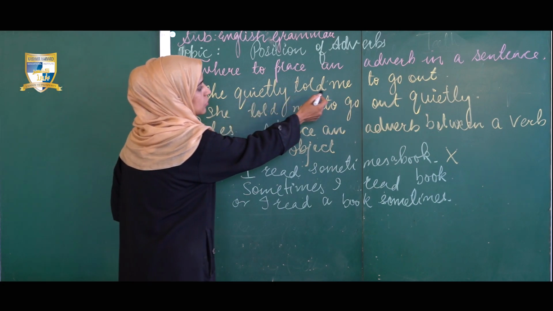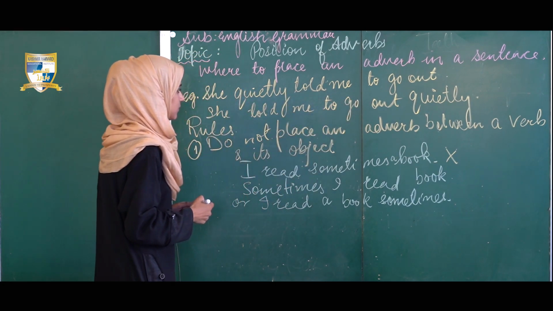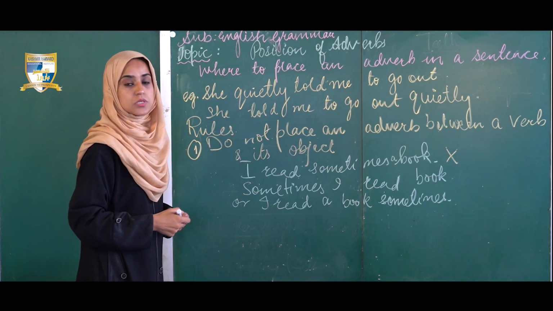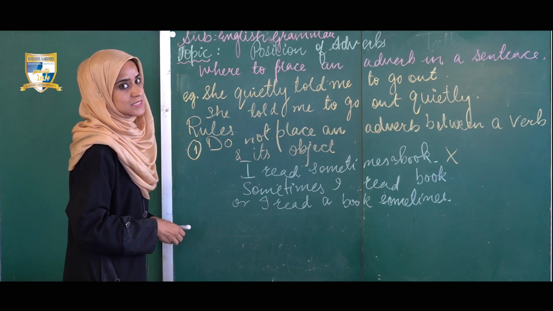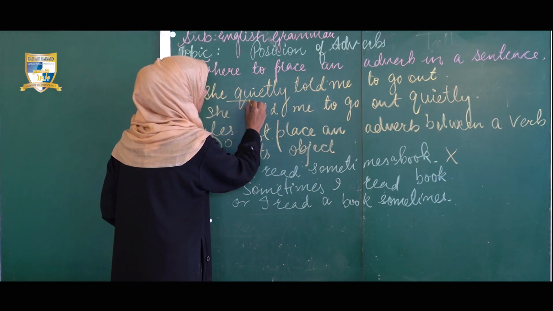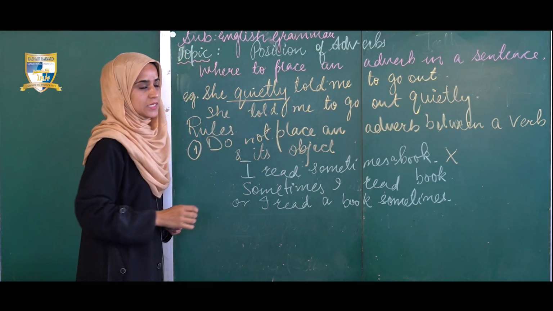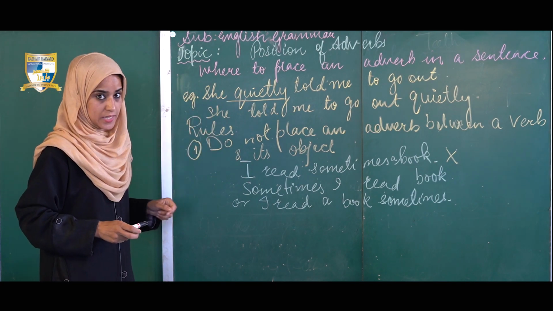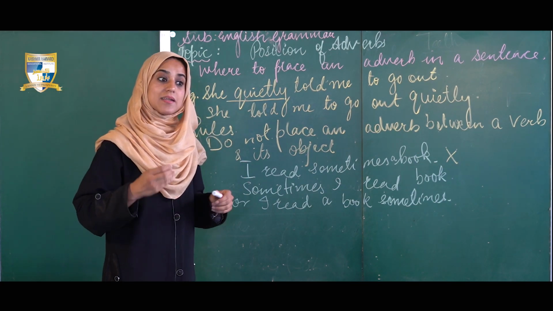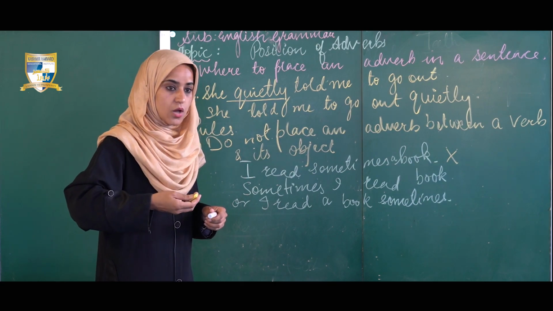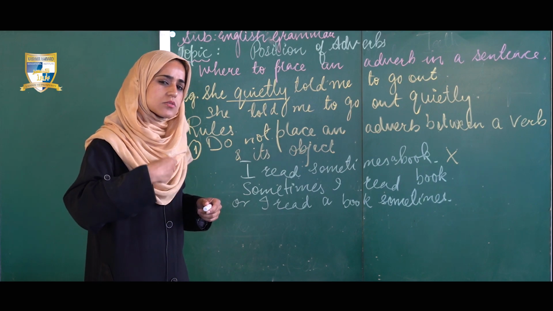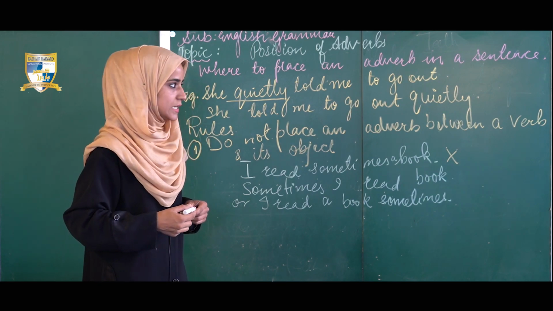She quietly told me to go out. And in the next sentence we have, she told me to go out quietly. In the first sentence, the adverb quietly comes after the subject she, and it explains how she told me, what was the manner of her speech. That is, she talked softly, she talked quietly.